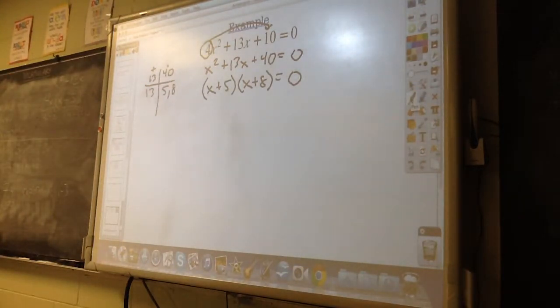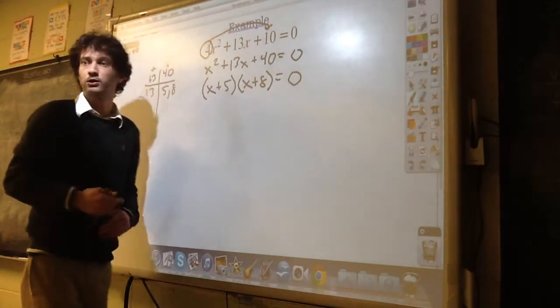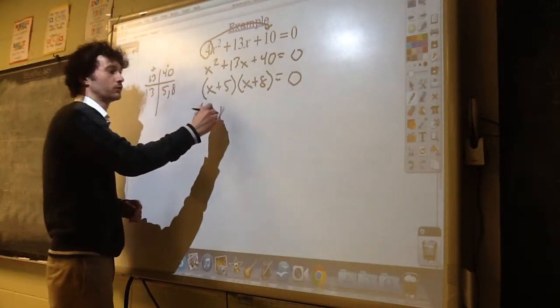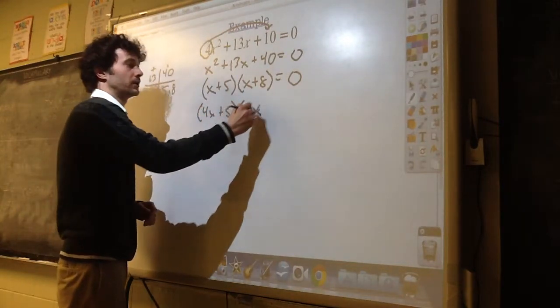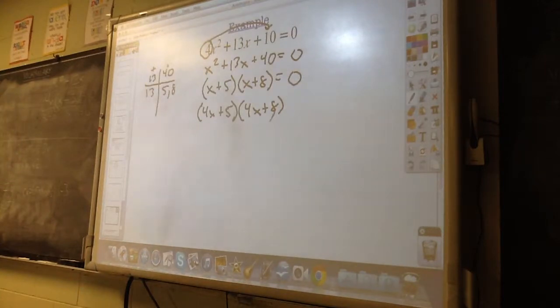So what did I forget to do? Just put the 4 back. Yeah, remember, on these problems where you circle the 4 and pull it away, you have to put that 4 back. It goes in front of each parentheses, attached to the x. And this is still not finished either. There's still one more step.